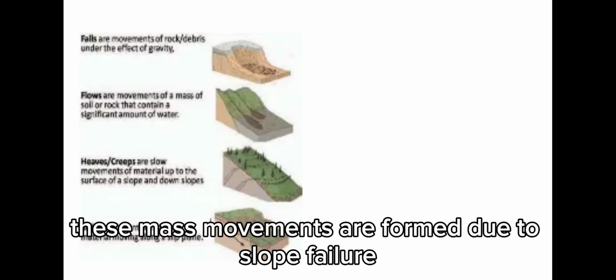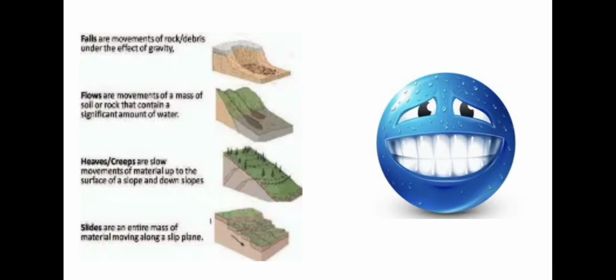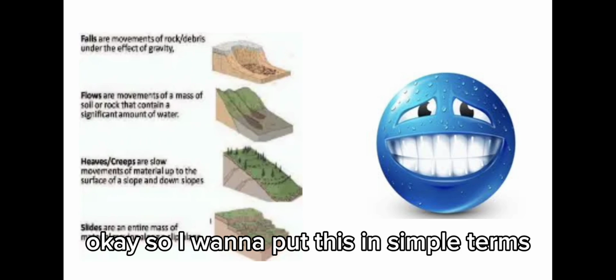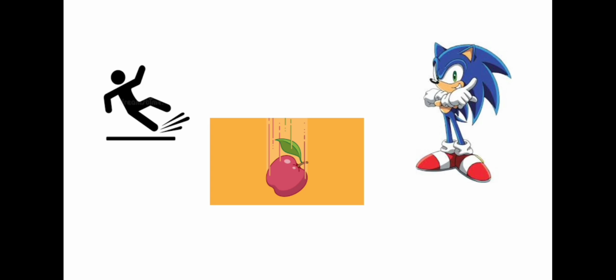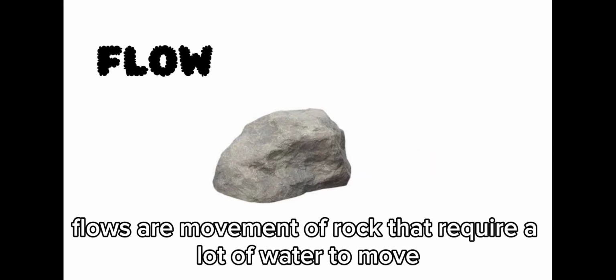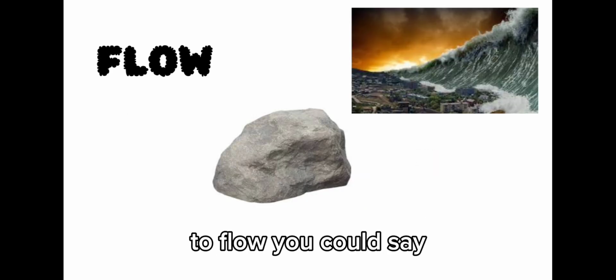These mass movements are formed due to slope failure. There are falls, flows, heaves, slides, and you got that, right? Okay, so to put this in simple terms, a fall is when sediment is affected by gravity and falls. This makes it a quick movement. Flows are movements of rock that require a lot of water to move. To flow, you could say.